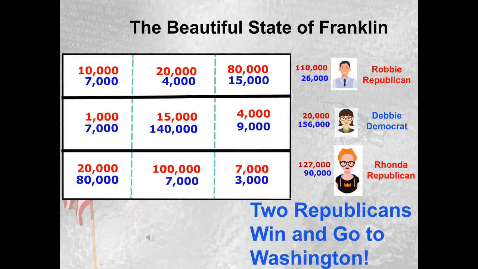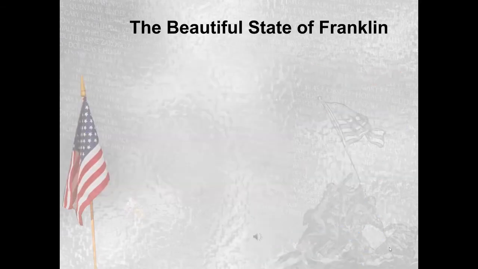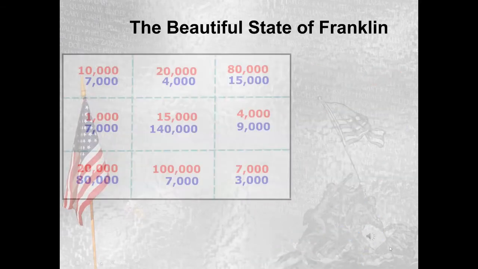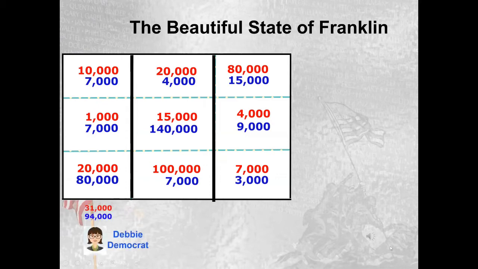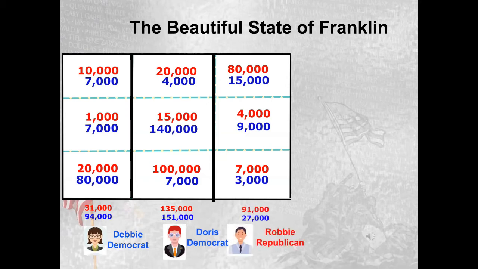Well, let's see what happens if we look at this a little different way. The legislature meets, instead they draw the lines this way. And in this case, Debbie Democrat wins over on the west, 94 to 31,000, and Doris Democrat wins 151 to 135,000. And Robbie Republican is able to win in the east, 91 to 27,000.